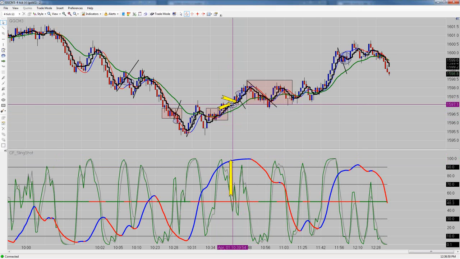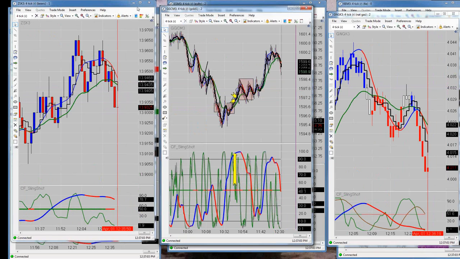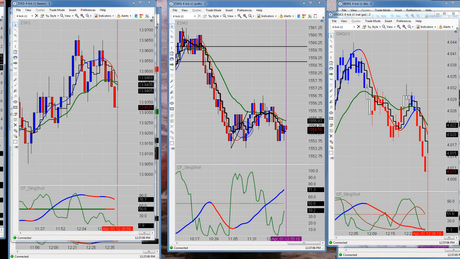Okay, we got in right there, and after we got in, price moved up at least 4 ticks in our favor, and I moved my stop up to plus 1 tick. Came back down, took me out at plus 1 tick, and continued upward. That was it. Those were all the trades that we actually took in the live trading room.